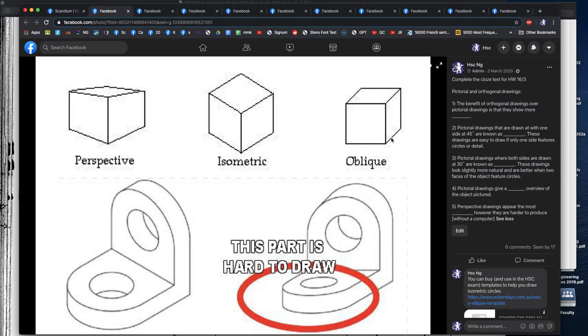Okay, so the next one is pictorial drawings where both sides are drawn at 30 degrees. Here we can see this is drawn at 30 degrees, and this is drawn at 30 degrees from the horizontal. And that's called isometric. Isometric comes from, I don't know if it's Greek or Latin, but one of those old languages, and it means equal measure, so each of the sides is slanted at an equal amount. Iso meaning equal. There are some other words you may have heard that have iso in them, like isothermal means equal temperature.